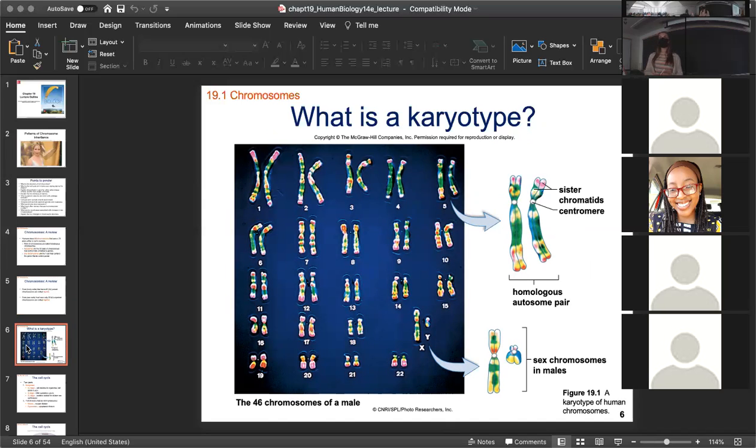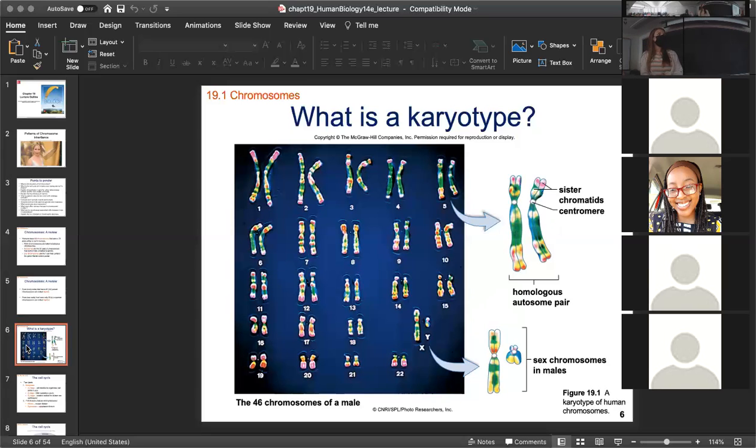A karyotype is a word that describes a picture of chromosomes. So this is a karyotype. Okay, it's a picture that was taken of some chromosomes so that we can look at them. A karyotype, okay? I like the little description here on the right.